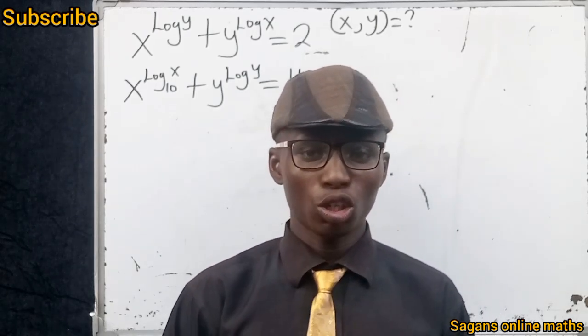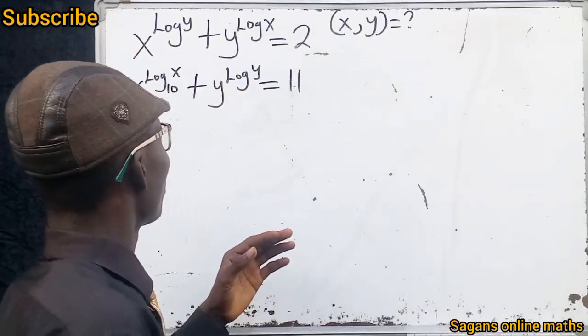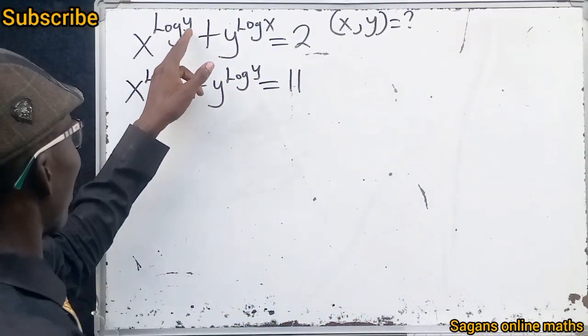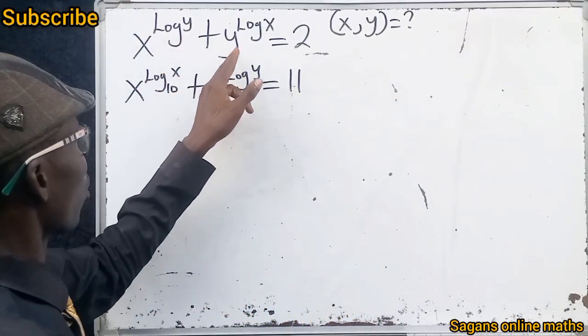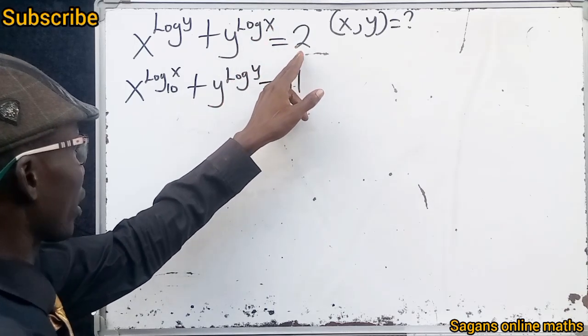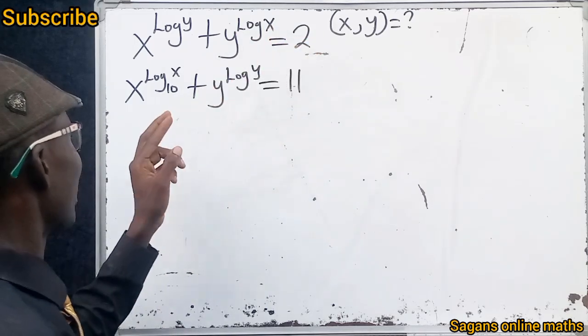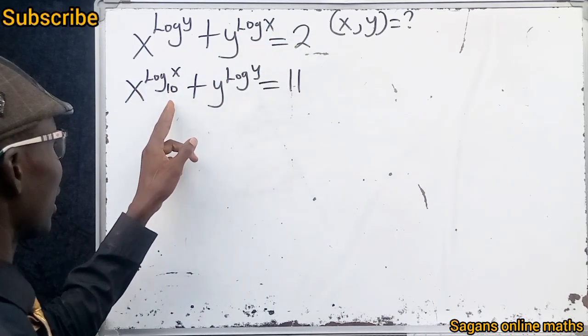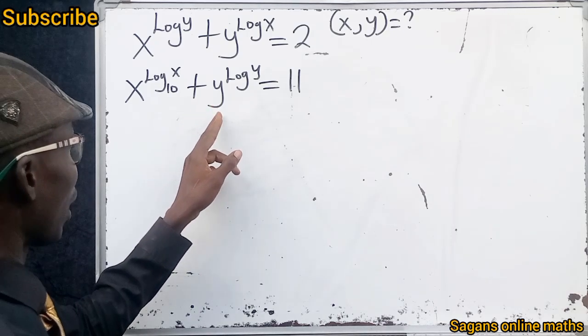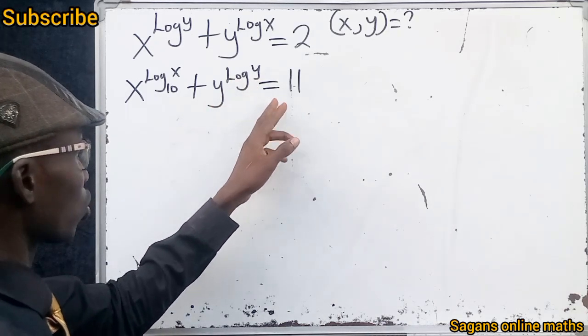Let's solve this simple question on the board. Now look at what we are given. We are given that x to the power of log y base 10 plus y raised to the power of log x base 10 equals 2. Okay, this is equation 1. Then x to the power of log x base 10 plus y to the power of log y base 10 equals what?